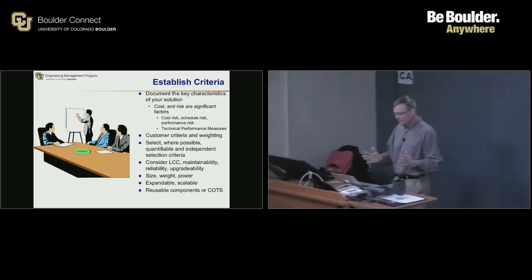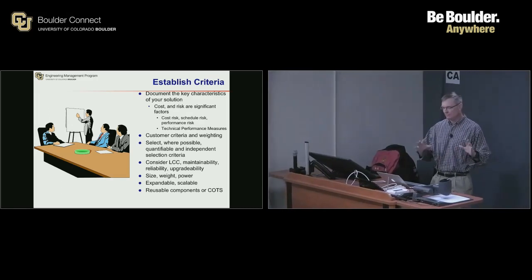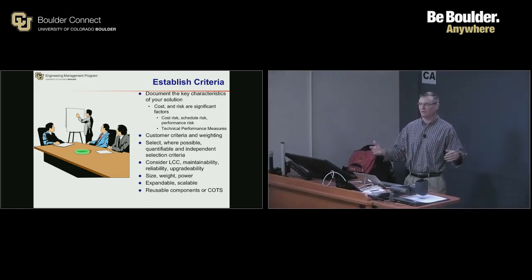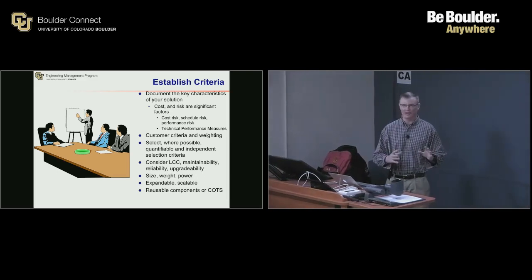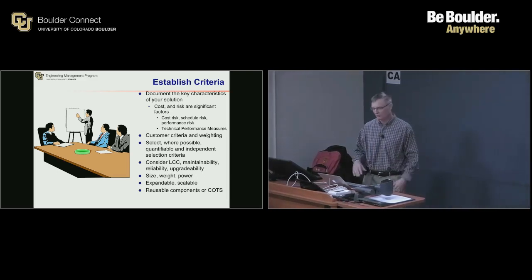And then you need to agree to this list. Again, it needs to be not an infinite list, not a terribly short list, and not a terribly long list. So again, kind of in the 4 to 7 criteria range is what you're shooting for. All right.